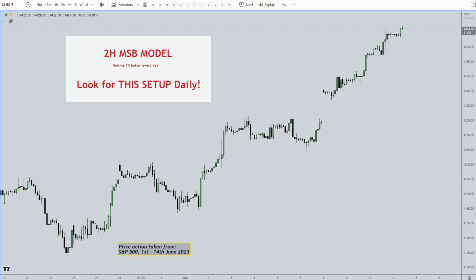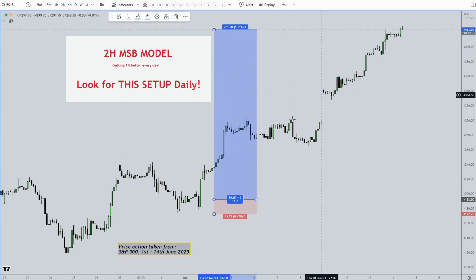Hello everyone and welcome back to another Trade Journal episode on my 2-hour MSB model, where today I want to show you the one setup you should be looking for daily. As traders, we often have the tendency to look for the big shot, the one trade that makes you all the money at once. However, these trades are nothing but a pipe dream.